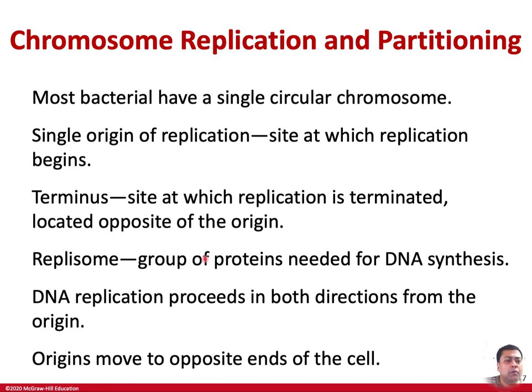The replisome, we also talked about that in the previous chapter, is the group of proteins needed for the DNA synthesis, and this replisome starts the synthesis of the DNA at the replication fork, where it gathers all these proteins for the machinery for the DNA replication. And again, DNA replication proceeds in both directions from the origin, as I have said, and the origin moves to the opposite end of the cell towards the terminus.